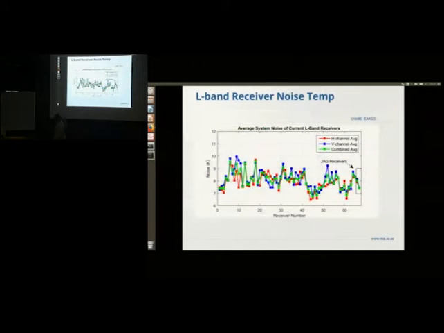So this graph shows the receiver noise temperatures. This graph is measured in the lab. The system noise temperature when the antenna is fitted onto the telescope is 22.5. So for each polarization and their combined average, the system noise temperature has been measured.